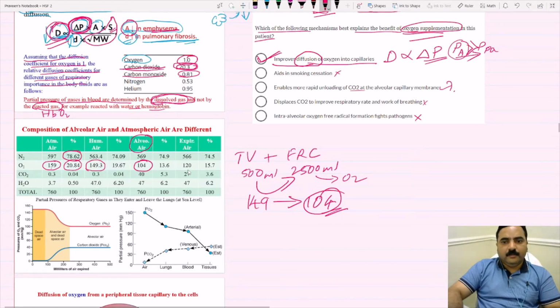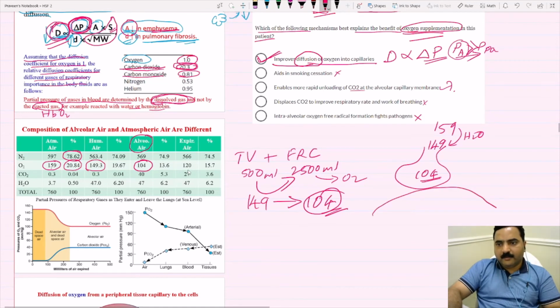Okay, so this is your alveoli, which has 104, and on the way it is 149, and in the atmosphere it is 159. So 159 to 149 because you added the water vapor, and here the tidal volume is mixed with the functional residual capacity and it became 104, and the blood vessel is coming over here and taking the oxygen out from here.